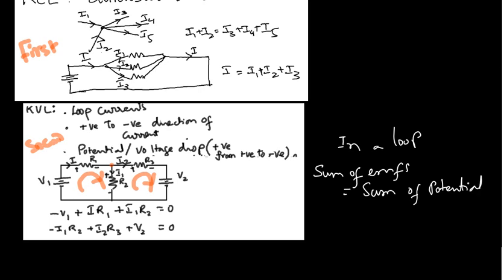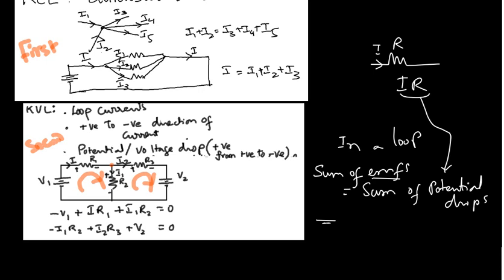Sum of the potential drops. So whenever they say potential drop, it is always when there is a resistance and there is a current going through that. IR is called a potential drop. The current multiplied by resistance is called a potential drop. So what is EMF? EMF is always for a cell. So whenever you have a cell like that, this is an EMF.